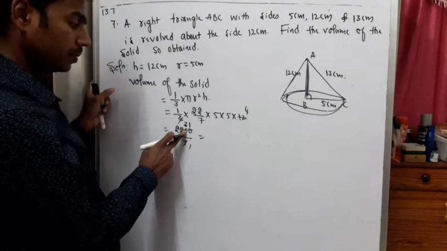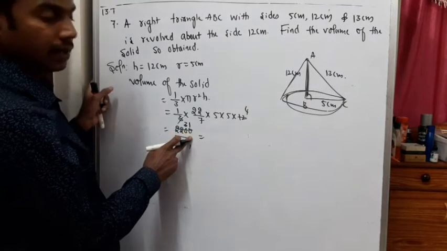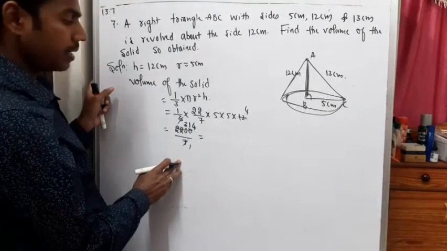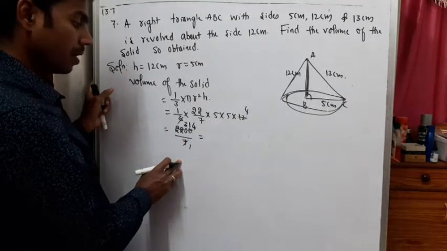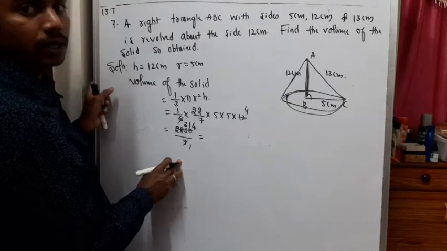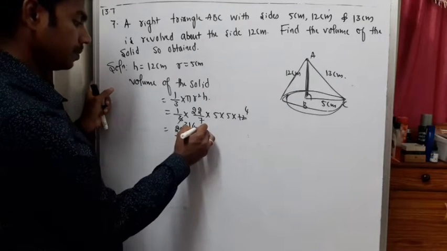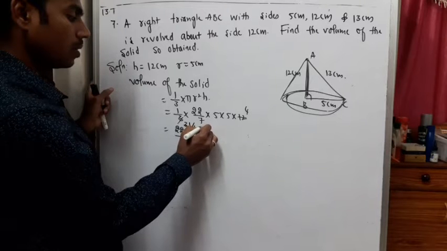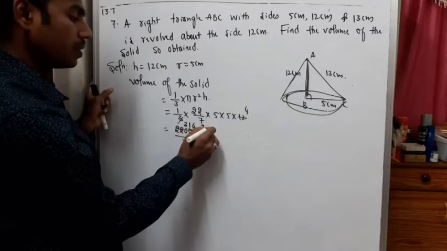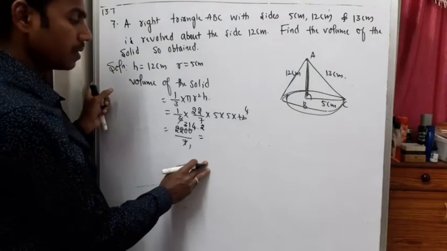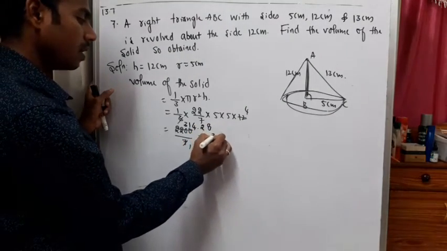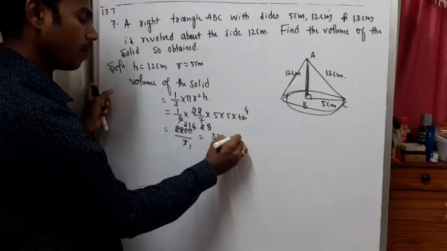Again, 3 left, 30. 7 4s are 28, 2 left, 20. 20 means 7 2s are 14, 6 left, 60, 7 8s are 56. This is nearly equal to 314.3.